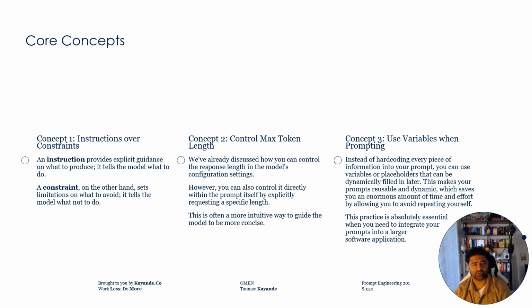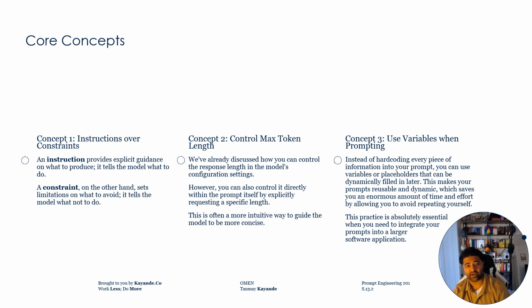Let's define these terms. An instruction provides explicit guidance on what to produce. It tells the model what to do. A constraint, on the other hand, sets limitations on what to avoid. It tells the model what not to do. As the paper notes, research suggests focusing on positive instructions is more effective. As an aside, this works with people too. This is because the instructions directly communicate the desired outcome and encourage the model to be creative within those defined boundaries. A long list of don'ts can be confusing, limiting, and even clash with each other.